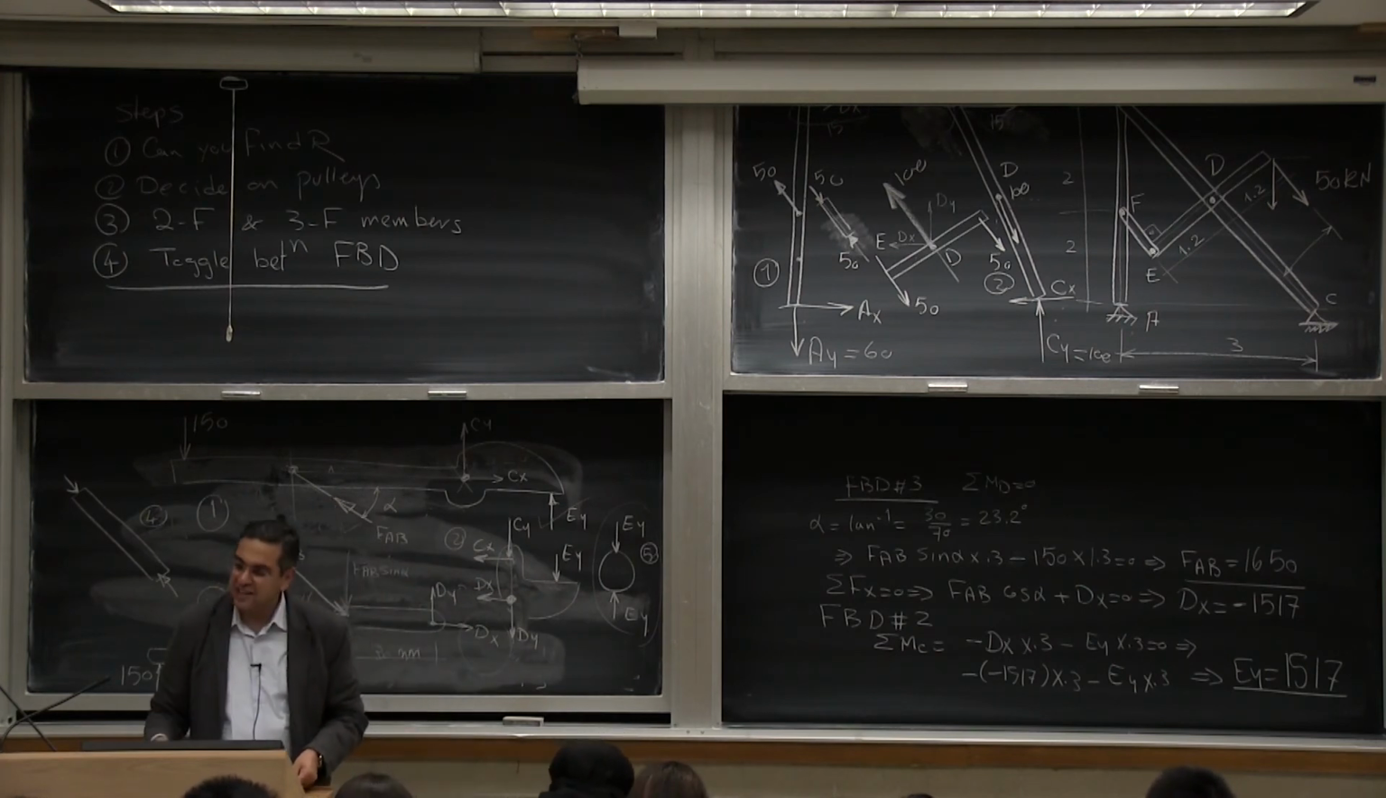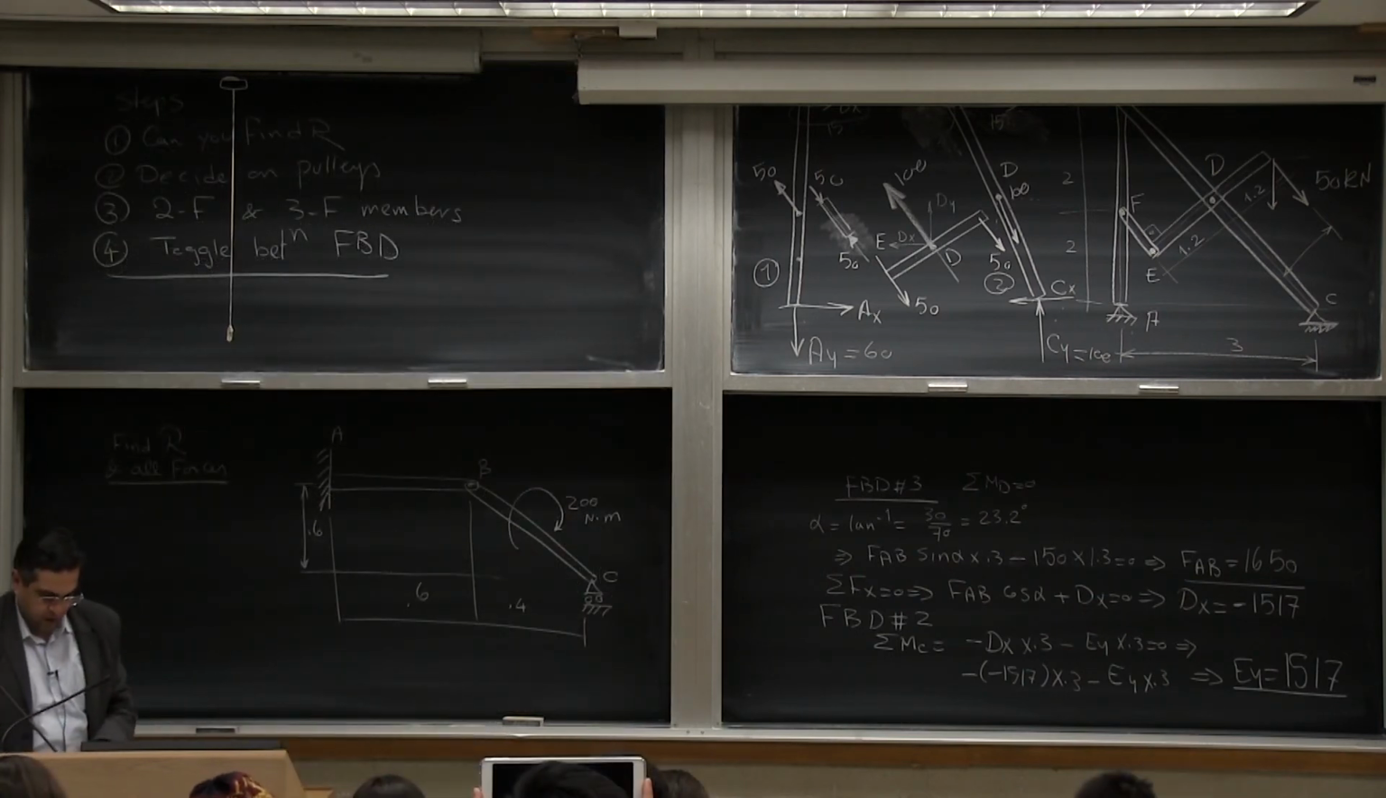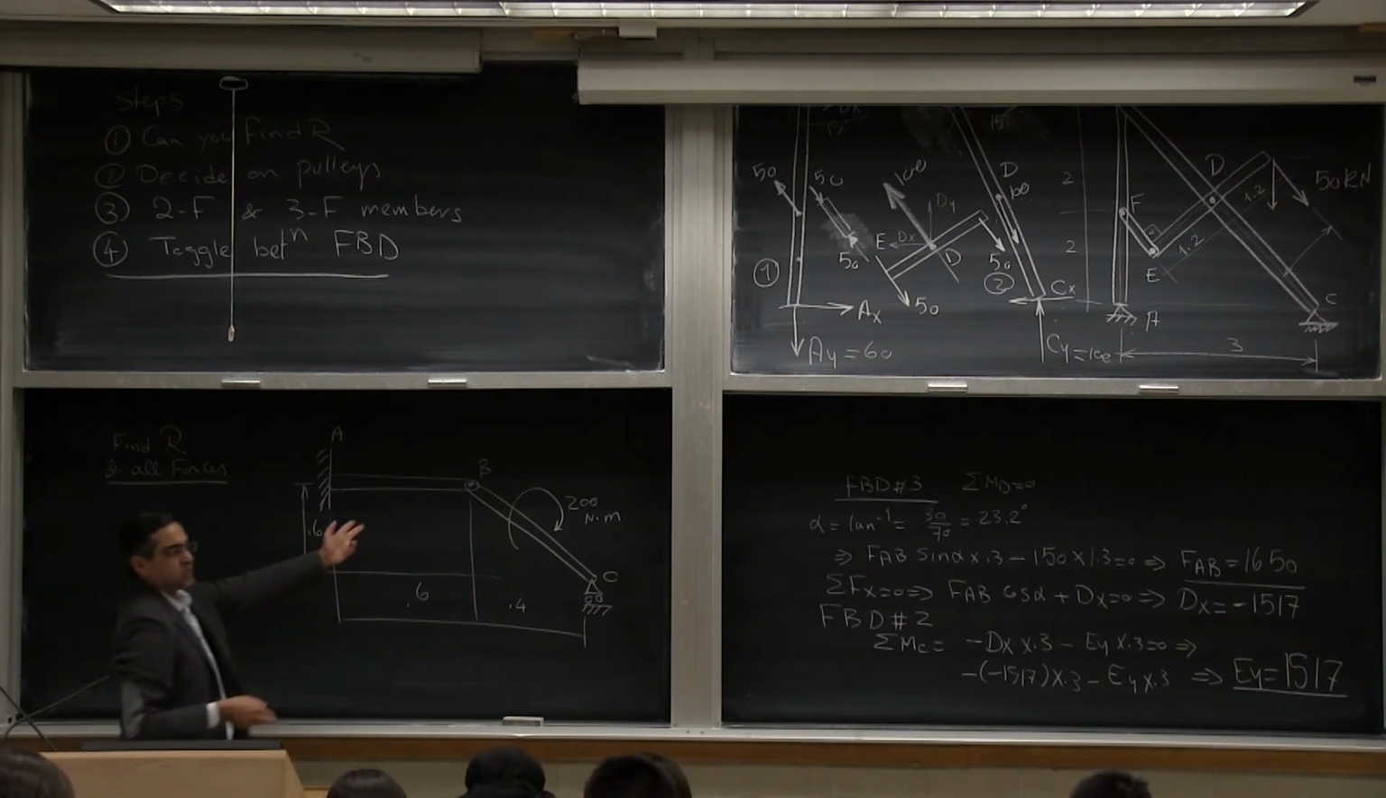Okay, let's go for the easy example of the day, and this will be the end of frames. So this frame has a fixation at A and a roller at C. And it is only subject to a couple of 200 Newton meters. And we want to find the reactions and all the forces, which means the forces at B.